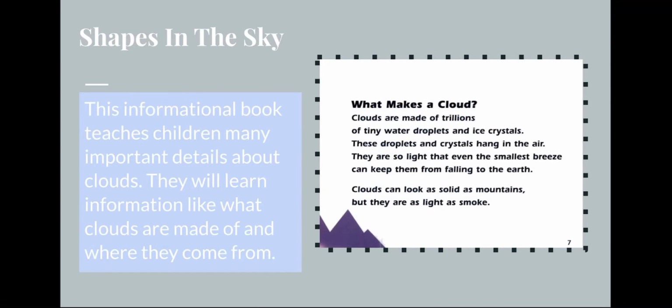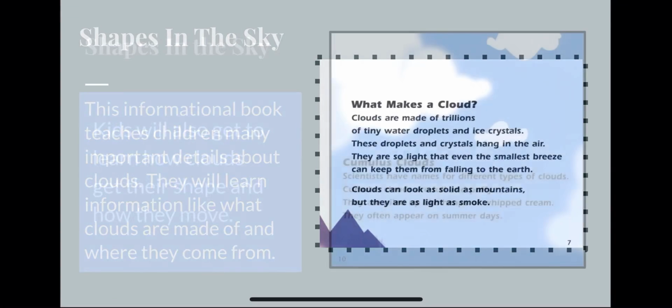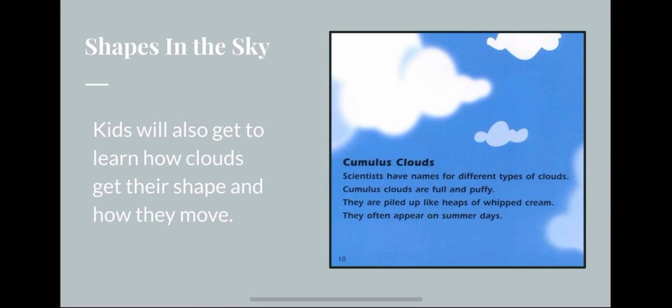This book teaches children many important details about the clouds, and they'll learn information like what the clouds are made of and where they come from. So for example, it says they're made of trillions of tiny water droplets and ice crystals, and information like that is what will be in this book. It's very informational. Kids will also get to learn how the clouds get their shape and how they move.